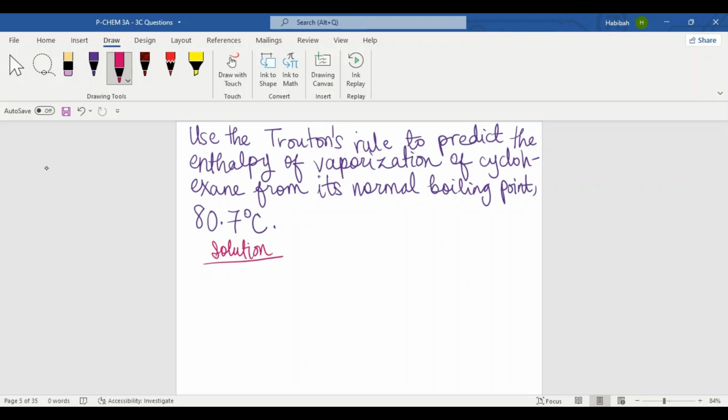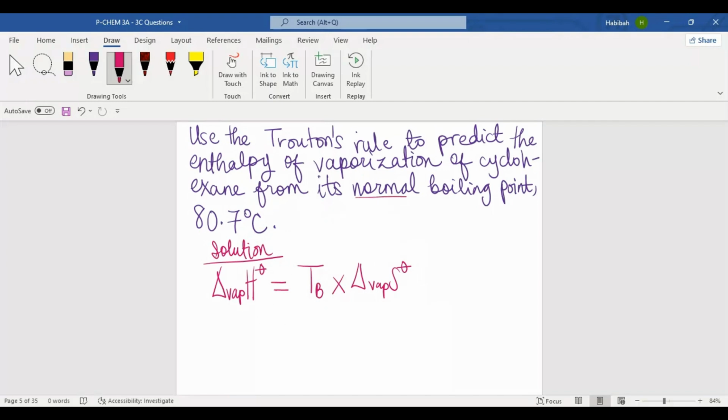Today we're going to be working on the question on the screen that says: use Trouton's rule to predict the enthalpy of vaporization of cyclohexane from its normal boiling point, 80.7 degrees Celsius. Trouton's rule is a rule in physical chemistry with the formula: change in standard enthalpy of vaporization is equal to the boiling point temperature times the change in standard entropy of vaporization. This is basically what we're dealing with.